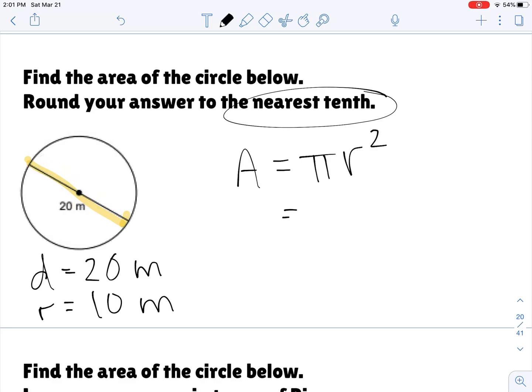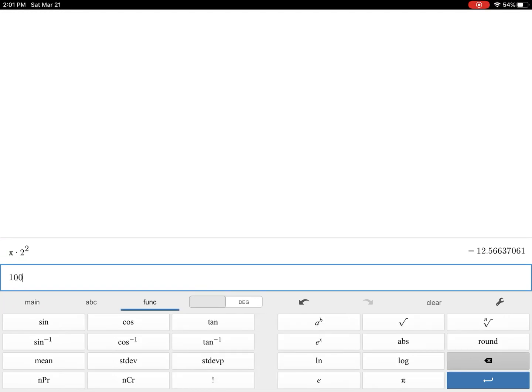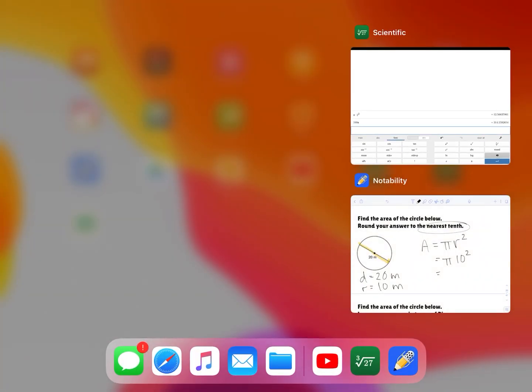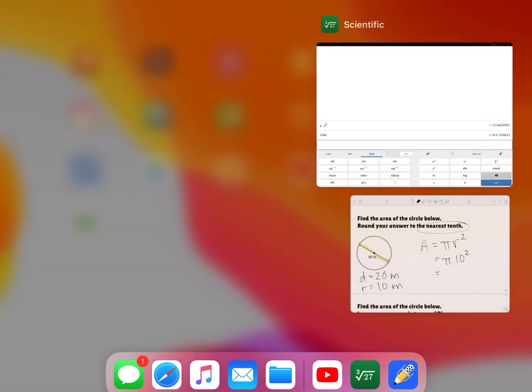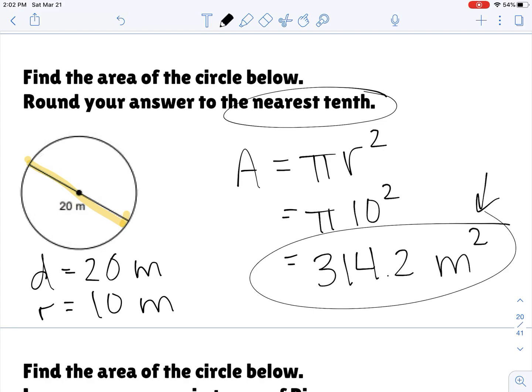So we go back and we substitute. We have pi 10 squared, okay? 10 squared is 100, so we do 100 times pi. We get 314.159. So we're rounding to the nearest tenth, 314.2. Your units would be meters squared. Don't forget that squared, okay? With circumference, it would just be meters. But when we're talking about area, it's meters squared.